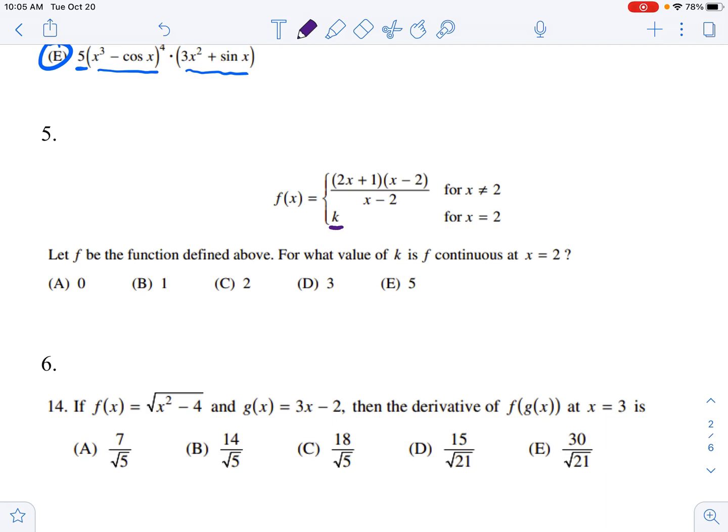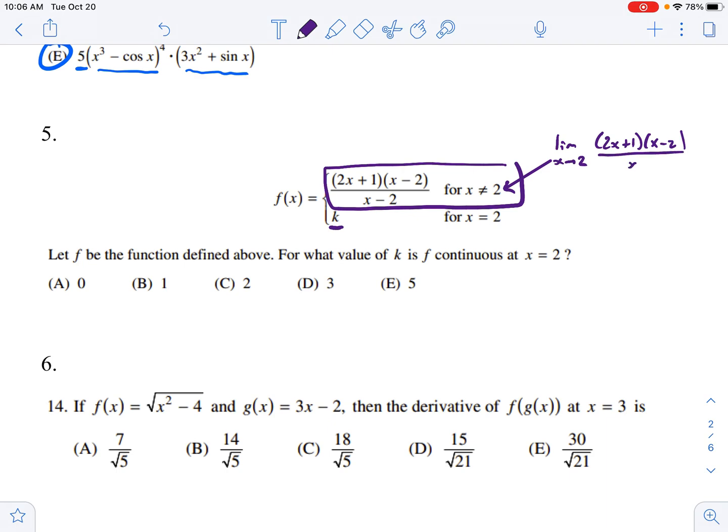Okay, well, for the function to be continuous, it needs to be defined at 2. It is. It equals some number k, which we have to figure out. Also, to be continuous means that the limit as x approaches 2 exists. So if we want to look at the limit as x approaches 2, we're actually going to use this top piece. As x approaches 2, we never actually get there, so we use this top piece.